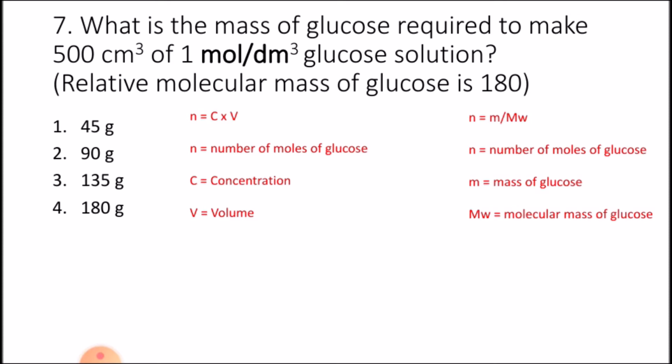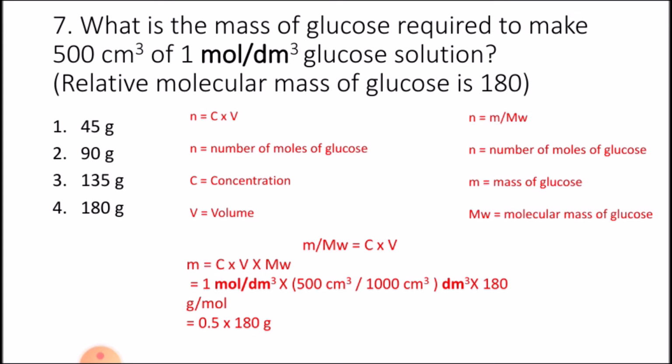So from here and here you can see the equations, and I have combined these two equations. From that we can directly calculate the mass required. Mass is equal to concentration into volume and then into the molar mass of the given substance. So all should be in standard units, and from this calculation we can see that the mass of glucose required is equal to 90 grams. Therefore 2 is the answer.